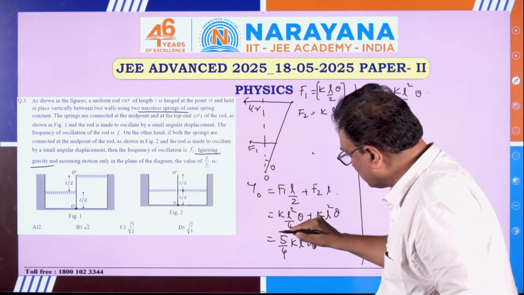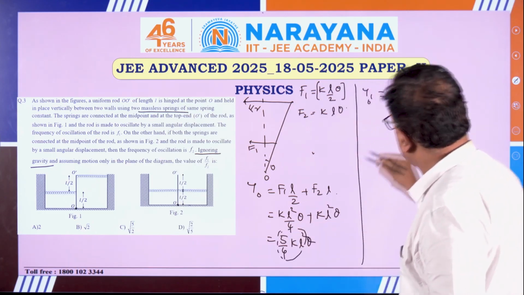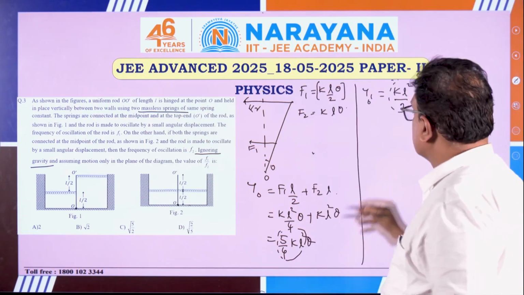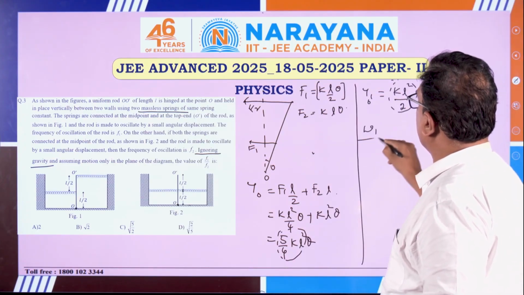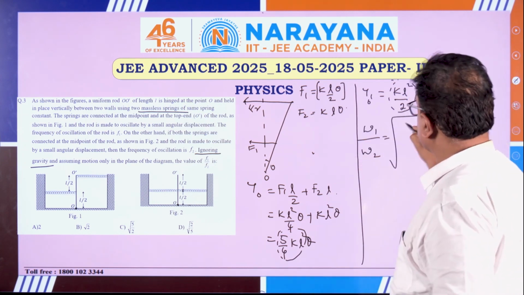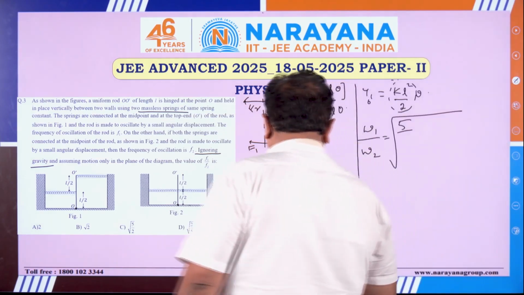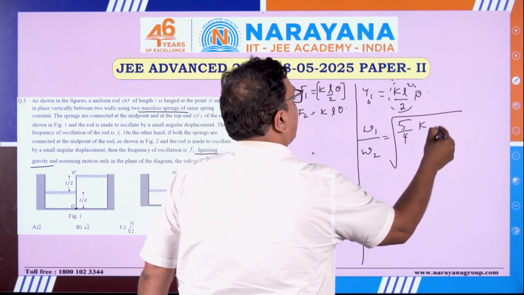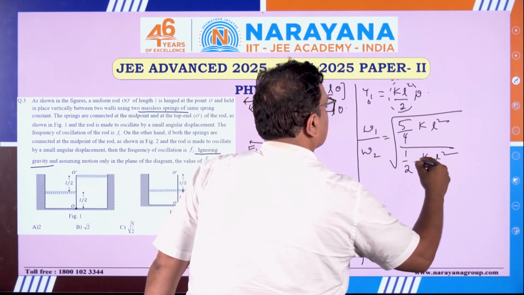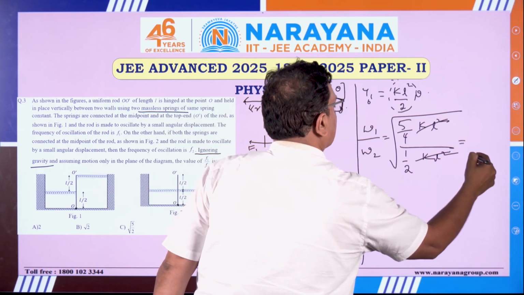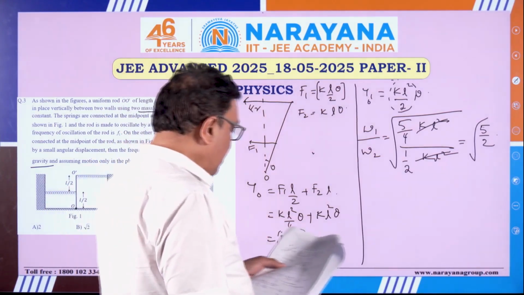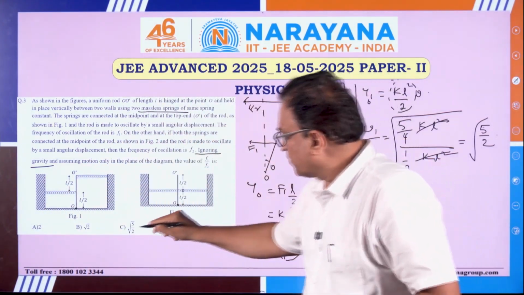Remember, my focus is only on this part, and my focus is only on this part. That term will decide. So therefore, what you want is the ratio of frequencies. This is nothing but, in first case, 5 by 4 K L square divided by 1 by 2 K L square. Cancel, and this results root 5 by 2. So the option you have is option C, matching for this.